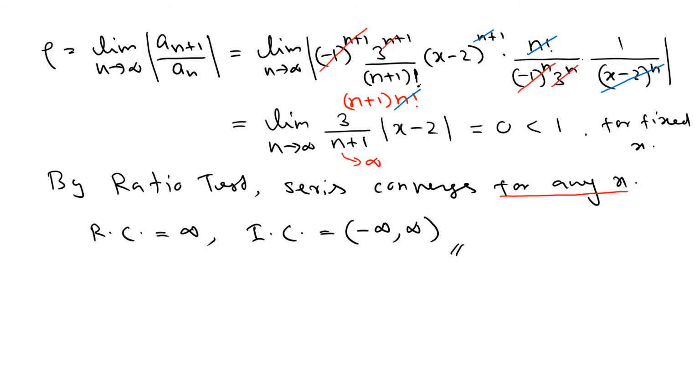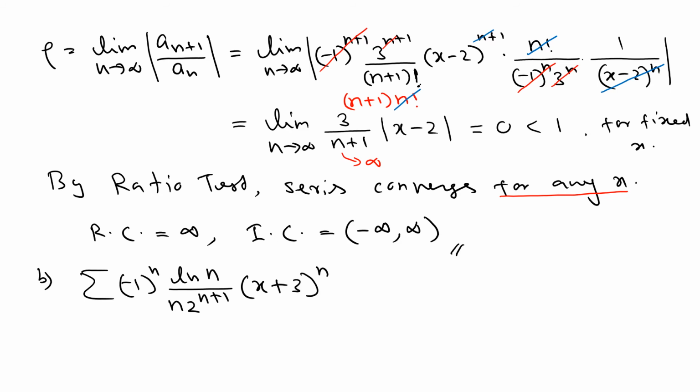Okay, so let's look at the second example. So let's say the sum of (-1)^n, ln n over n times 2 to the n plus 1, times (x plus 3)^n, like that. Since we have ln n, let's say n goes from 1 to infinity, so that's a series.